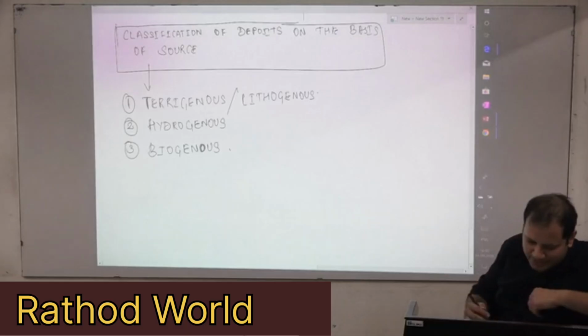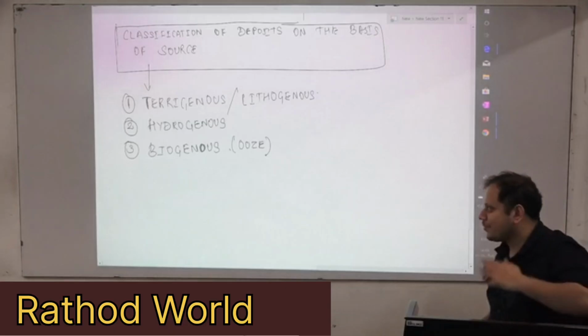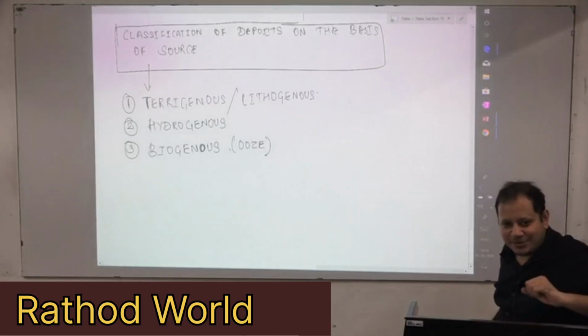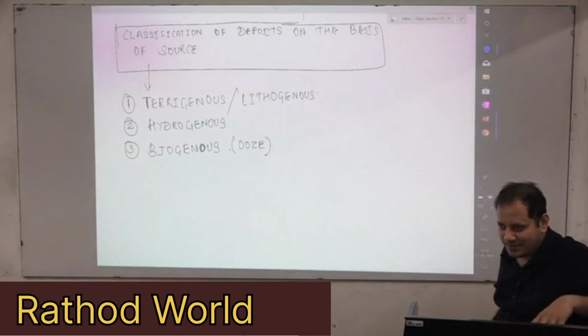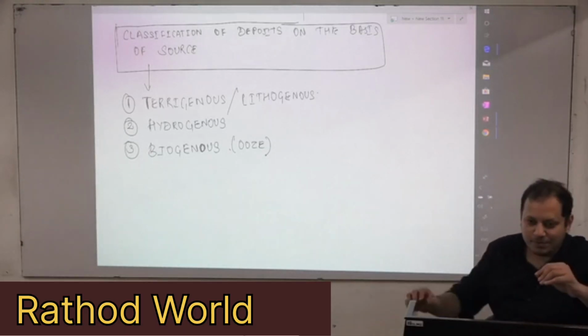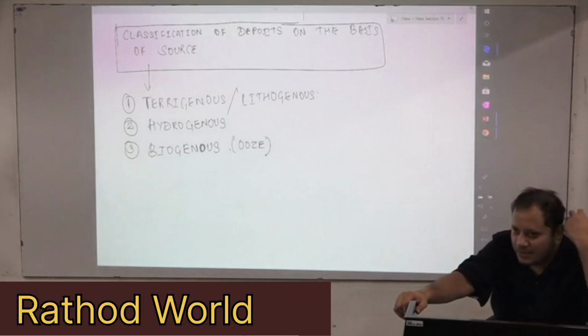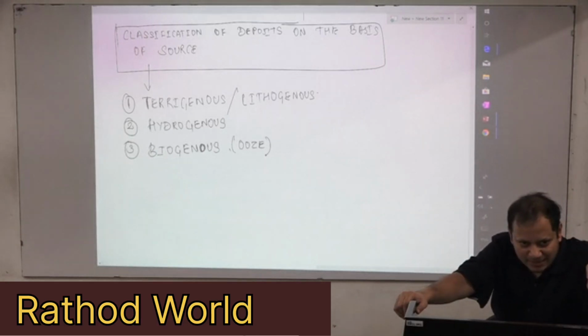Biogenous sediments are generally known as ooze. Ooze can be calcareous ooze, which comes from coral reefs. Ooze can be red ooze, pteropod ooze, etc. So this is on the basis of source. There are three kinds of sediments: what is coming from land, what is coming from water, and what is coming from animals.